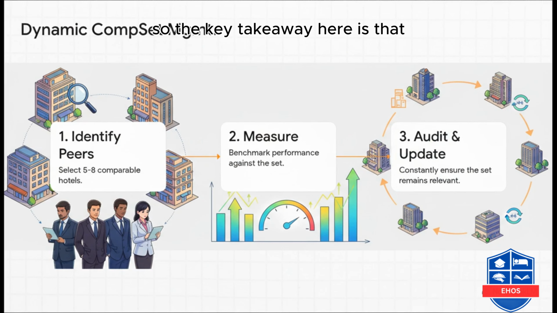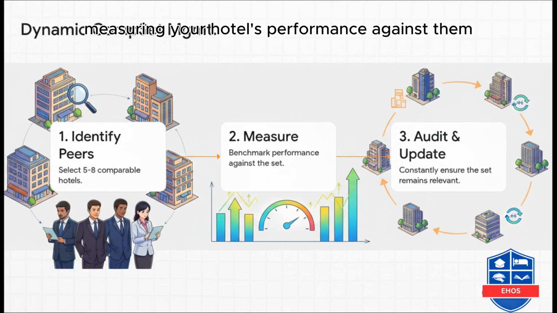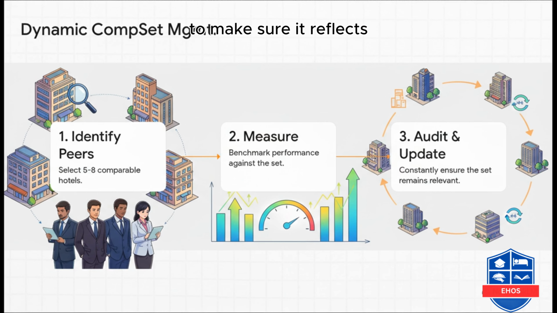So the key takeaway here is that managing your comp set is a cycle. It's a living, breathing process. As a future GM or an owner's rep, you are constantly going to be identifying the right peers, measuring your hotel's performance against them, and, this is the most important part, auditing and updating that list to make sure it reflects what's happening in the market today.